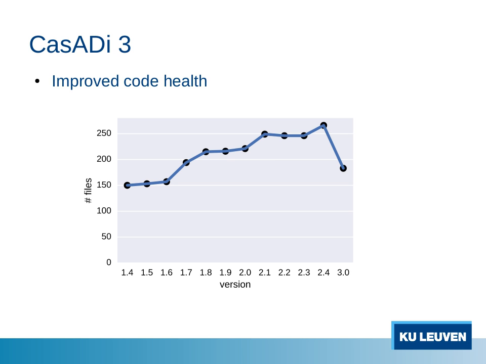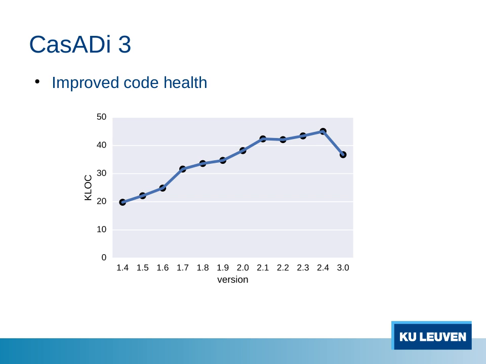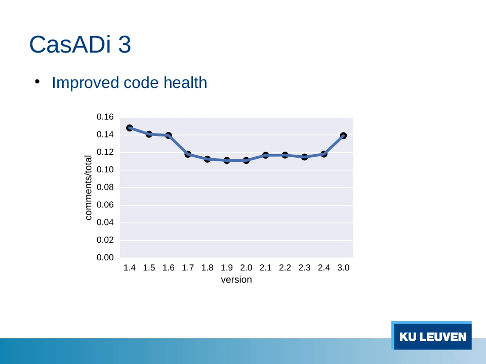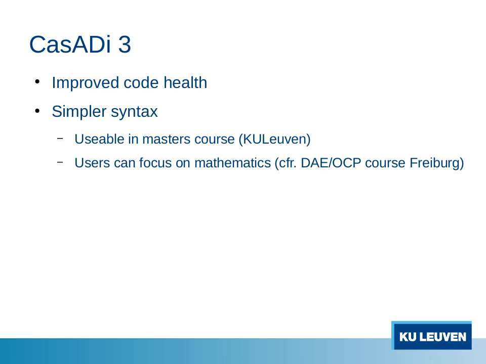What else has happened in CasADi 3? The health of the code has improved. You can see that the number of files has been reduced a lot, and the lines of code have been reduced. But the ratio of documentation versus code has been maintained. So the code base should be in a healthier position at the moment.